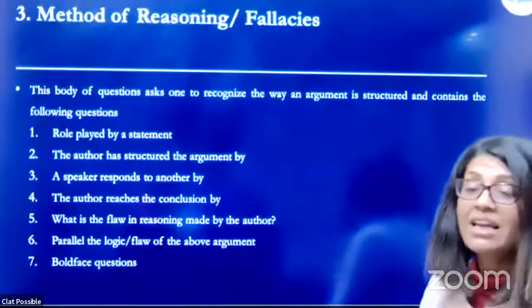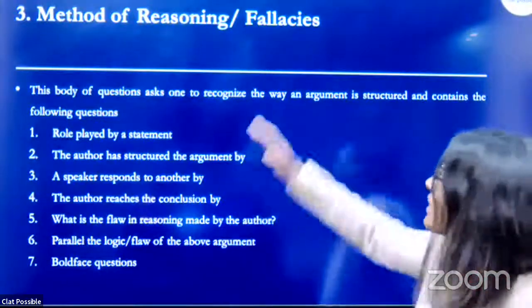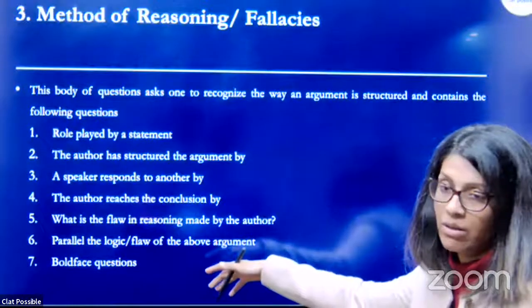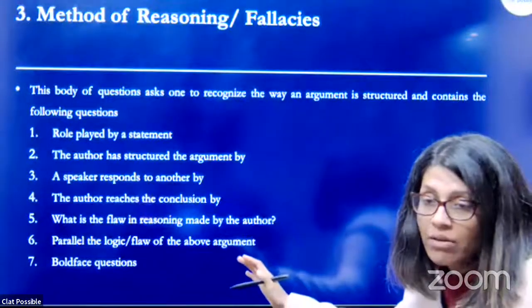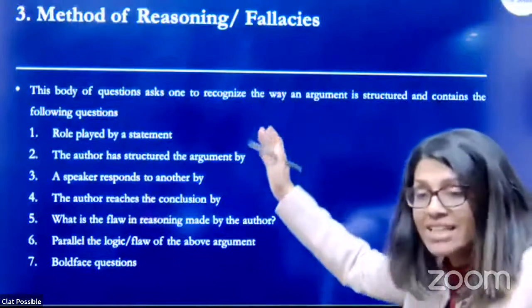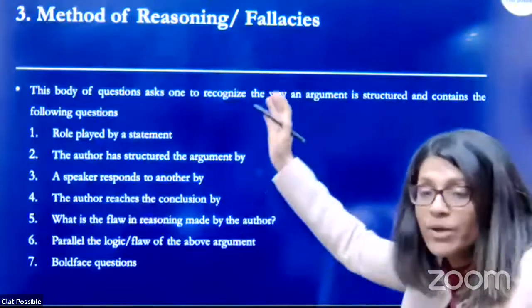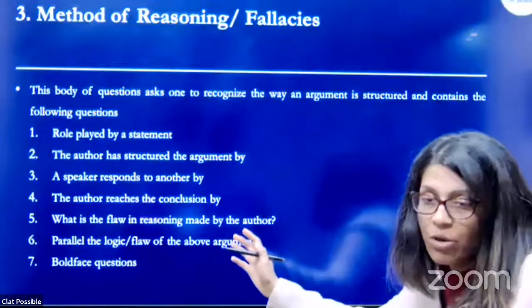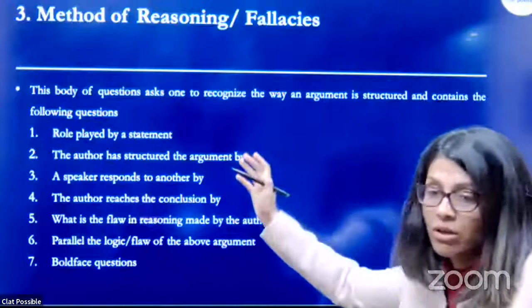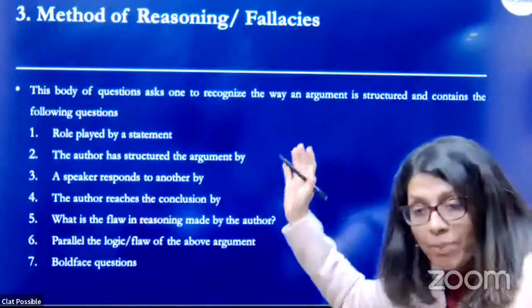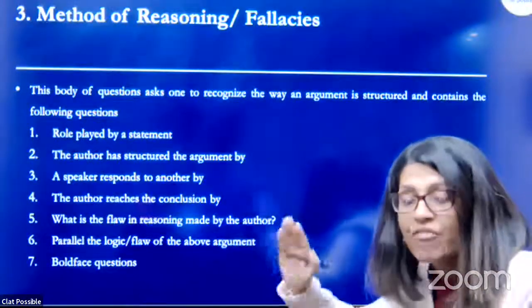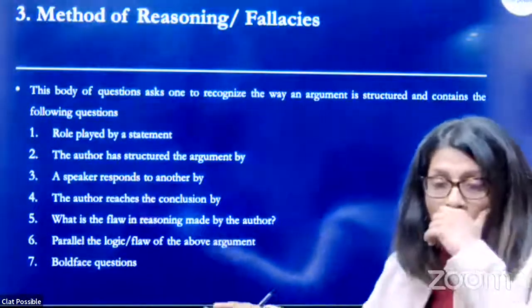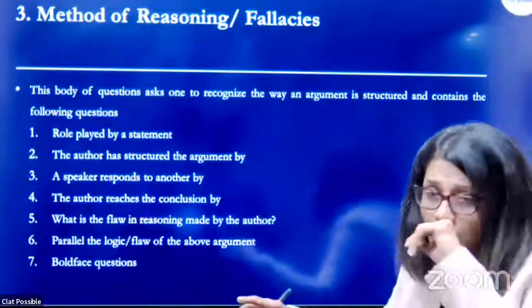Method of reasoning, unlike main point and evidence, is technical questions. Here you have to do proper classes in critical reasoning. You need a good class in critical reasoning. This we do across 3 to 4 classes, because here you have to be taught what is the role played by, how to distinguish between premise and conclusion. That's the first class that we do. That also takes about 2 classes.